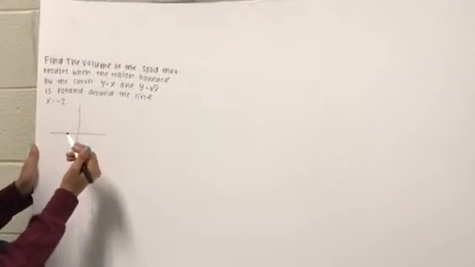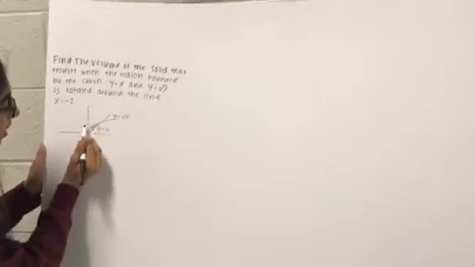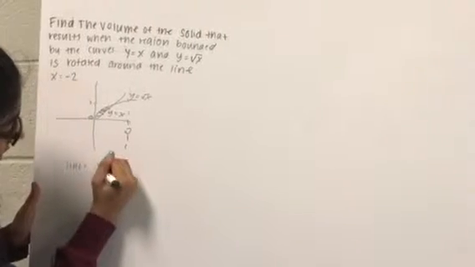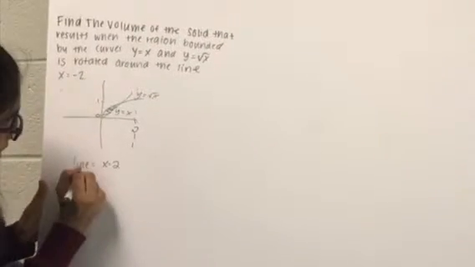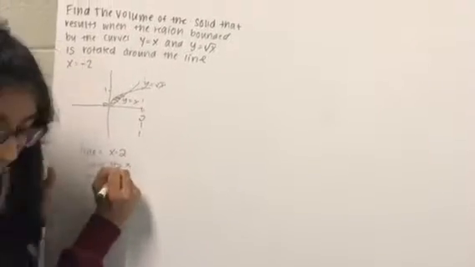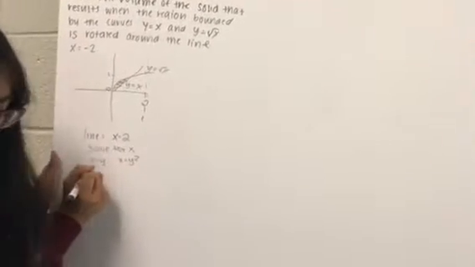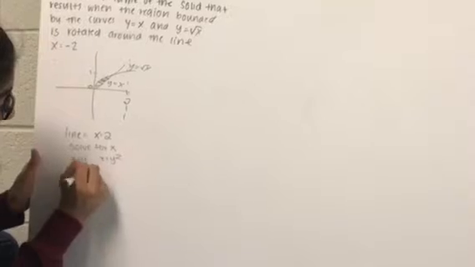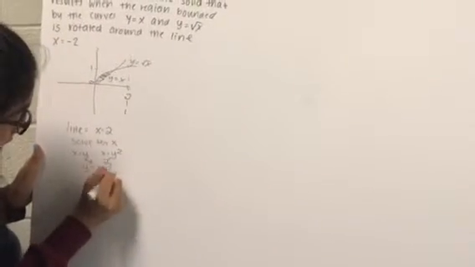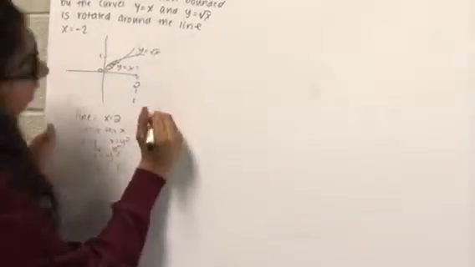Okay, so here the question is, find the volume of the solid that results when the region bounded by the curves y equals x and y equals square root of x are rotated around the line x equals -2. So basically, first you want to draw out both graphs to see what your area is going to look like. Since we're revolving around the line x equals -2, we have to solve for x for both equations and then set them equal to each other to get the limits of integration. So from this we find out that our limits are 0 and 1.